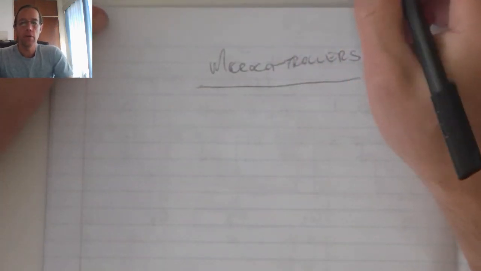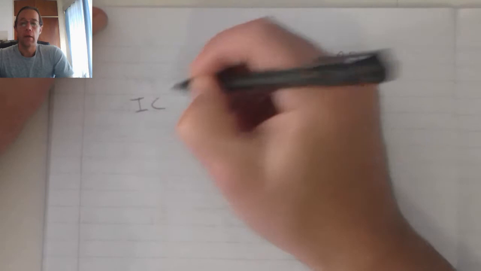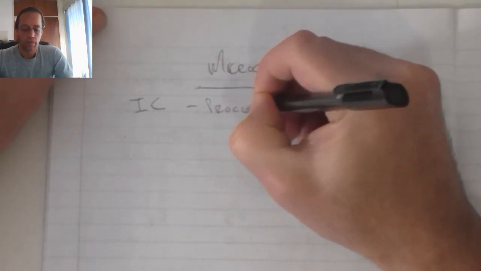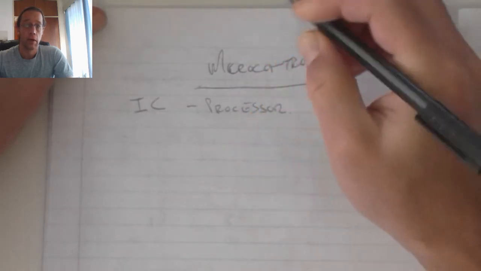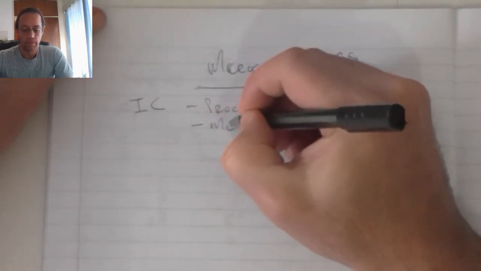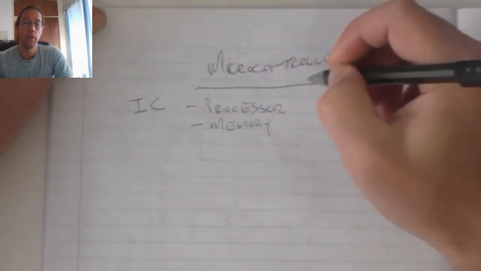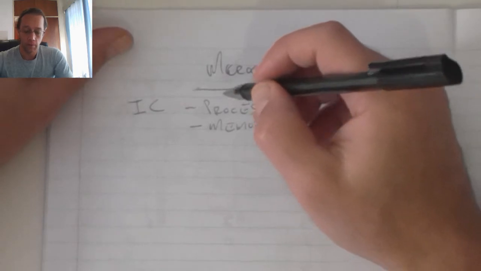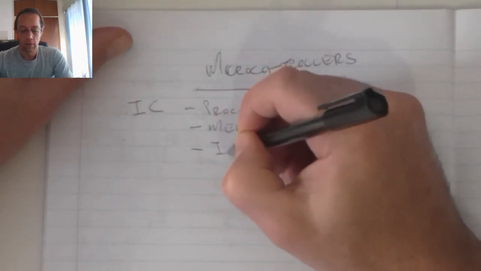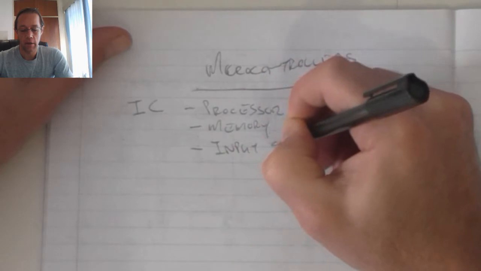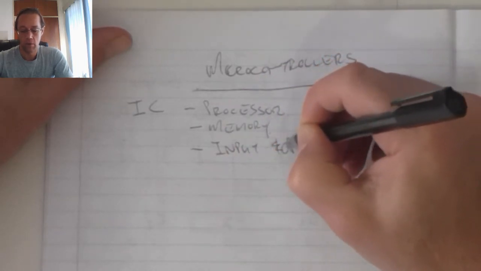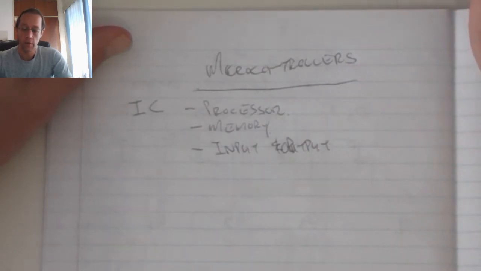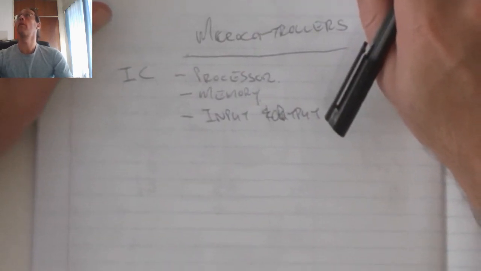A microcontroller is an integrated circuit which consists of a processor, memory, which could be RAM and ROM, and then it comes with programmable input and output peripherals.